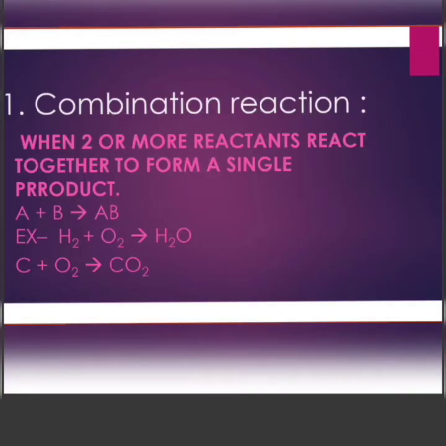First type of reaction is combination reaction. When 2 or more reactants react together, they form a single product. So this type of reaction is known as a combination reaction. Examples given below are H2 plus O2 gives H2O, C plus O2 gives CO2. So in these two reactions, you will observe that both the reactions have 2 reactants, all right? And these 2 reactants react together to form a single product. There is only one product formed in the reaction. So this type of reaction in which a single product is formed from 2 or more reactants is known as a combination reaction.